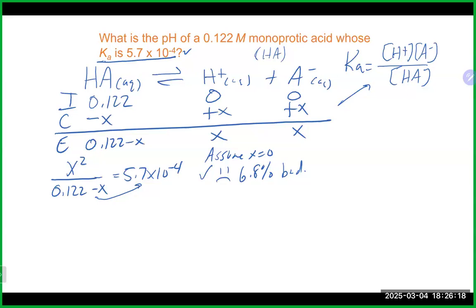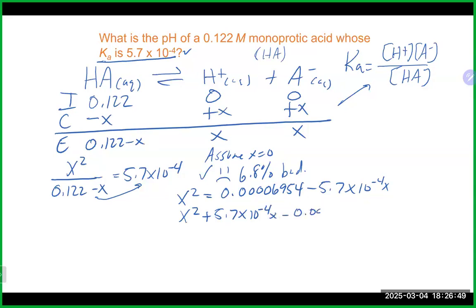So we're going to multiply that to the other side, and that's going to get us x squared is equal to 0.122 times 5.7 to the minus 4, which is 0.00006954, minus 5.7 times 10 to the minus 4 x. Going to bring everybody to the same side. So x squared plus now 5.7 times 10 to the minus 4 x minus 0.00006954 equals 0. That's going to be our a, b, and c here for our quadratic.